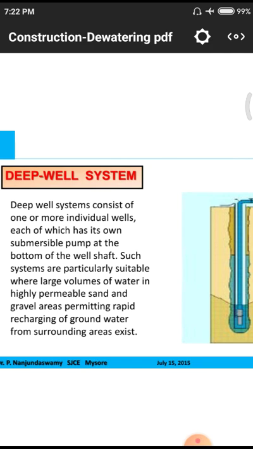Permeable sand means the sand allows water to enter the fields, so that the soil will easily mix with that water and there may be some blocking. To prevent that we are using these submersible pumps. And gravel areas permit a rapid recharge of groundwater from surrounding areas. That means large volumes of water in highly permeable sand.